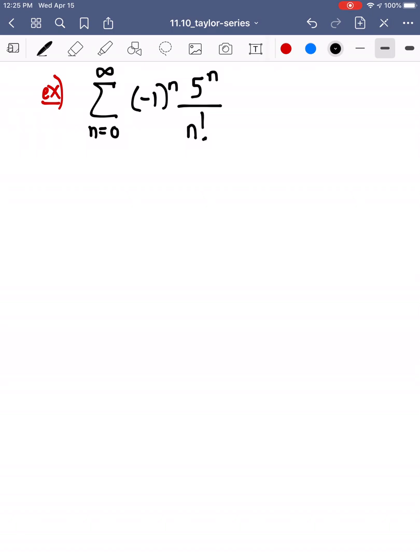So let's do another example. This example is going to look a bit different. For example, consider the series from n equals 0 to infinity of minus 1 to the n, 2 to the n, or actually let's get rid of the 2 and make that a 5 to the n, all over n factorial.